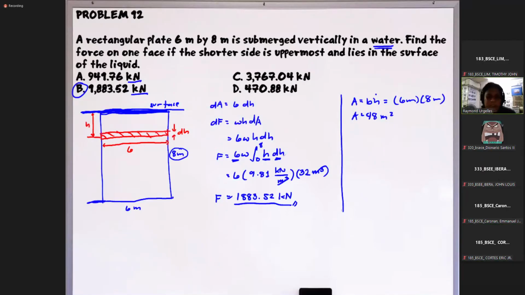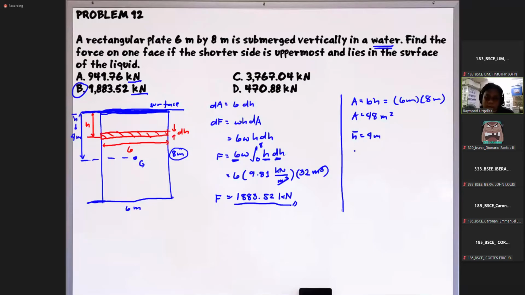Pangalawang kailangan natin is the location of the centroid. Pag rectangle, nasa pinakagitna lang yung centroid. Di ba? So kaya ibig sabihin, yung layo natin mula sa top, mula sa surface, is kalahati ng height. Yung height natin 8 meters, so kalahati niya is 4 meters. So yung h-bar natin is layo ng centroid from the surface. So kaya 4 meters na yung gagamitin natin. So h-bar is 4 meters.